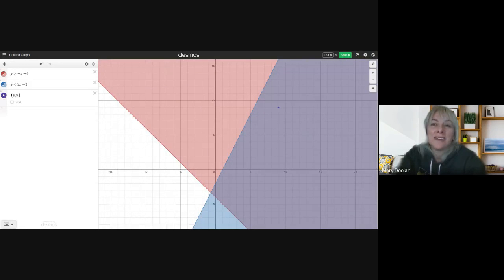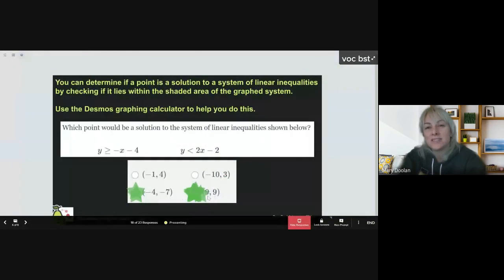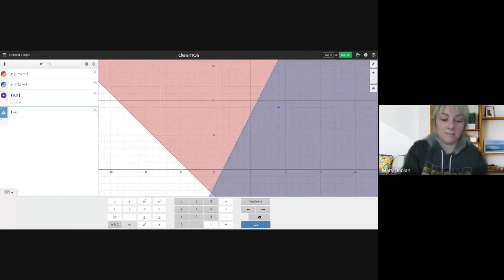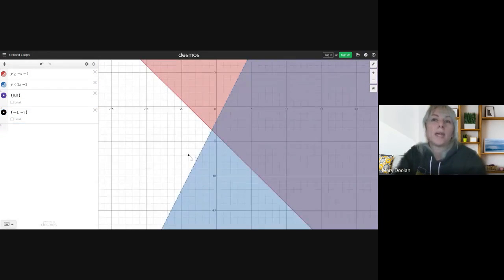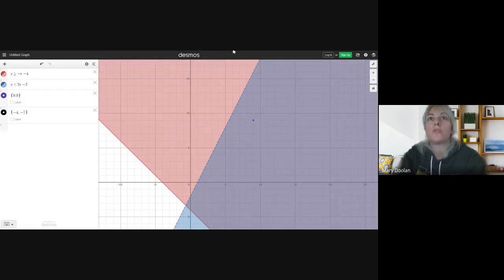Okay, most of you have (9, 9). Okay, and this is the problem we just did together on Desmos. So (9, 9) is correct. If your star is on (-4, -7), that is incorrect. You want your star to be on (9, 9). Okay, and I can show you if I typed in (-4, -7), where does that come up? That comes up in the white area. So this is a point that is not true for the pink inequality. It is not true for the blue inequality. So it is definitely not true for both. All right, so that is not the solution. The solution is anything that would fall in the purple area.